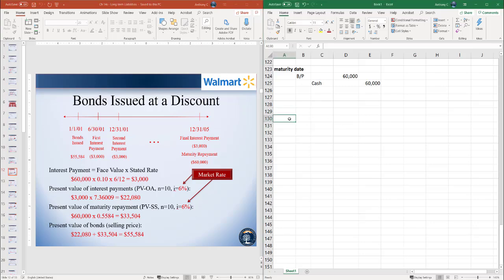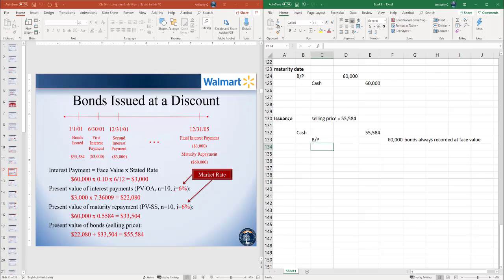Now, in order to journalize this, realize what's happening here. The selling price is $55,584, so the amount of cash we're getting will be the issuance price of $55,584. And then the bonds payable is how we're getting this cash. However, the bonds payable is always recorded at face value. So face value here is $60,000. I'm going to make a note here: bonds always recorded at face.